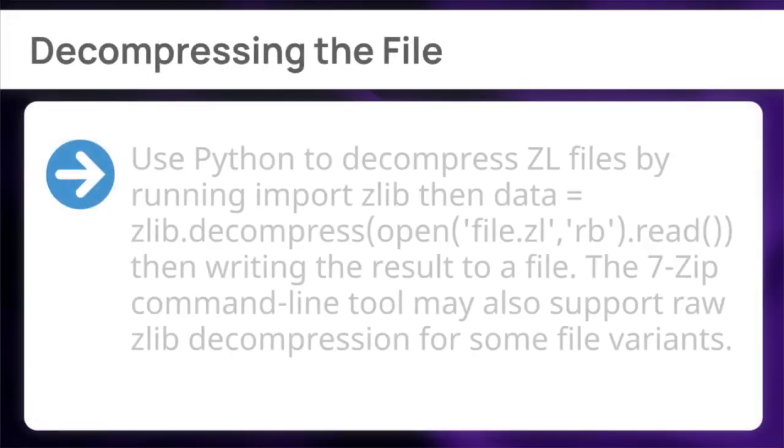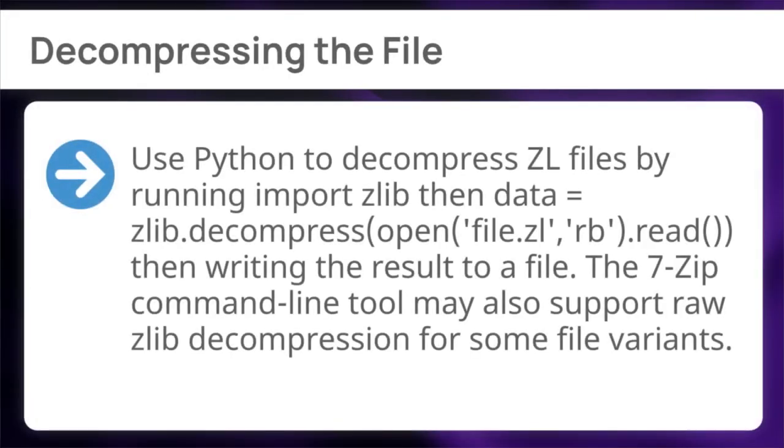First, decompressing the file. Use Python to decompress ZL files by running import zlib, then data equals zlib.decompress, open, file.zl, rb, read, then writing the result to a file. The 7-zip command line tool may also support raw zlib decompression for some file variants.